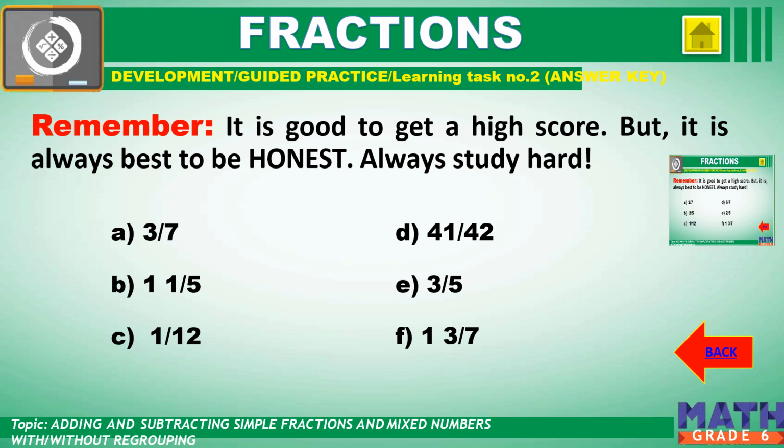And for development, we have our learning task number 2, answer key. So again, remember, it is good to get high score, but it is always best to be honest. Always study hard. A, 3/7, B, 2/5, C, 1/12, and D, 6/7, letter E, 2/5, and F, 1 and 3/7.